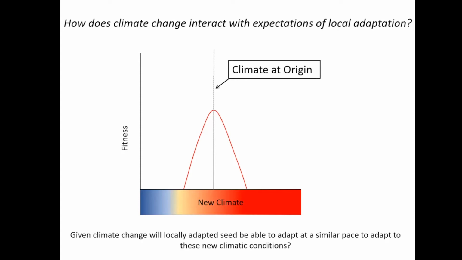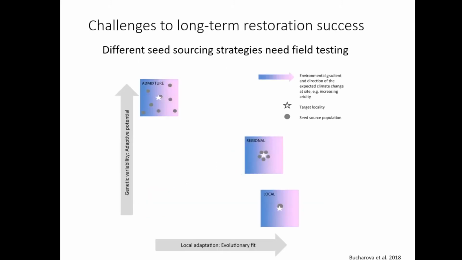So given climate change, will locally adapted seed be able to adapt at a similar pace to these new climatic conditions? These are some of the questions that will impact how we decide to source seed for restorations, potentially moving away from a local is best strategy to potentially including more unique seed sources for successful restoration. And so, like I said, our often advocated strategy is a local seed source relative to where restoration is occurring, but there are more seed strategies that are being advocated for and still need field testing.